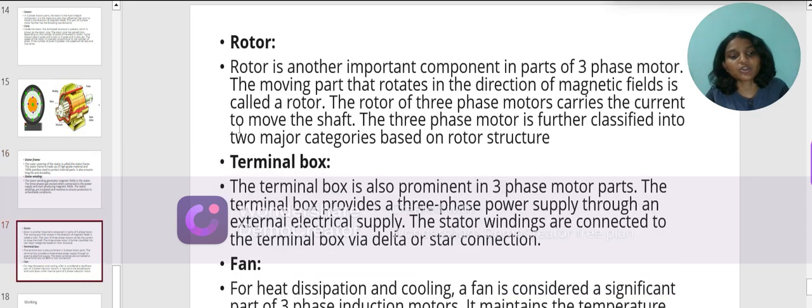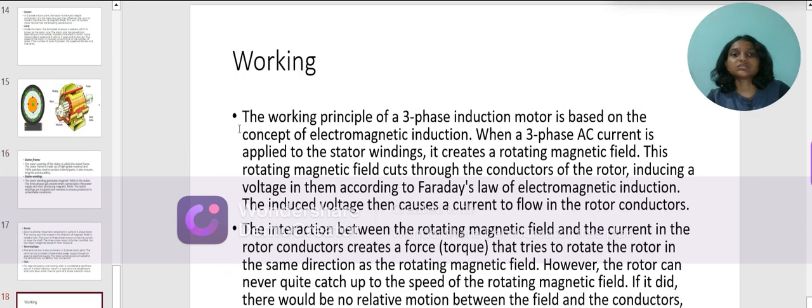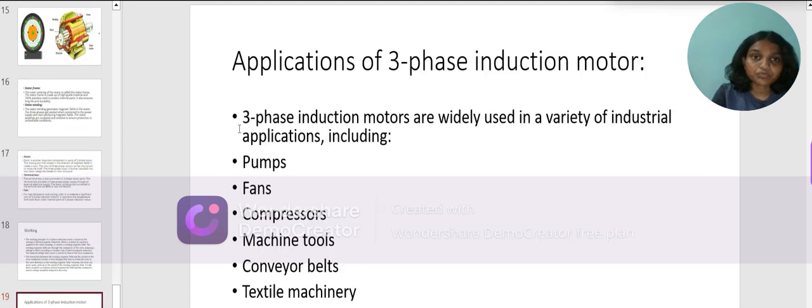This is the working of the three phase induction motor. And applications of three phase induction motor. Three phase induction motors are widely used in industrial applications like fans, rolling mills, machine tools, and conveyor belts.